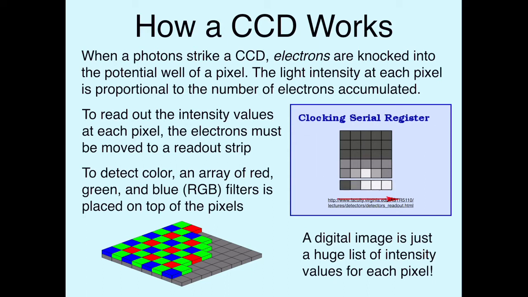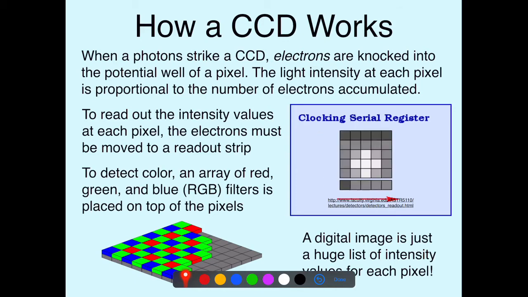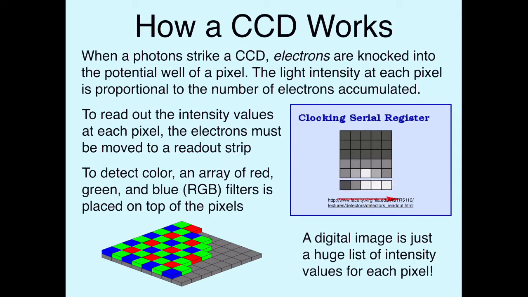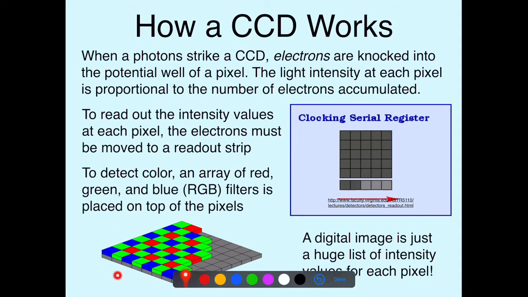So think about this. If you have a pixel with a blue filter on top of it, that's only letting blue light go through. So this pixel is not only telling you how intense the light is, but it's telling you how intense the blue light is. And similarly, if you have, let's say, a red filter on top of your pixel, that will tell you how intense the red light is. So now you can get information about color in your image.